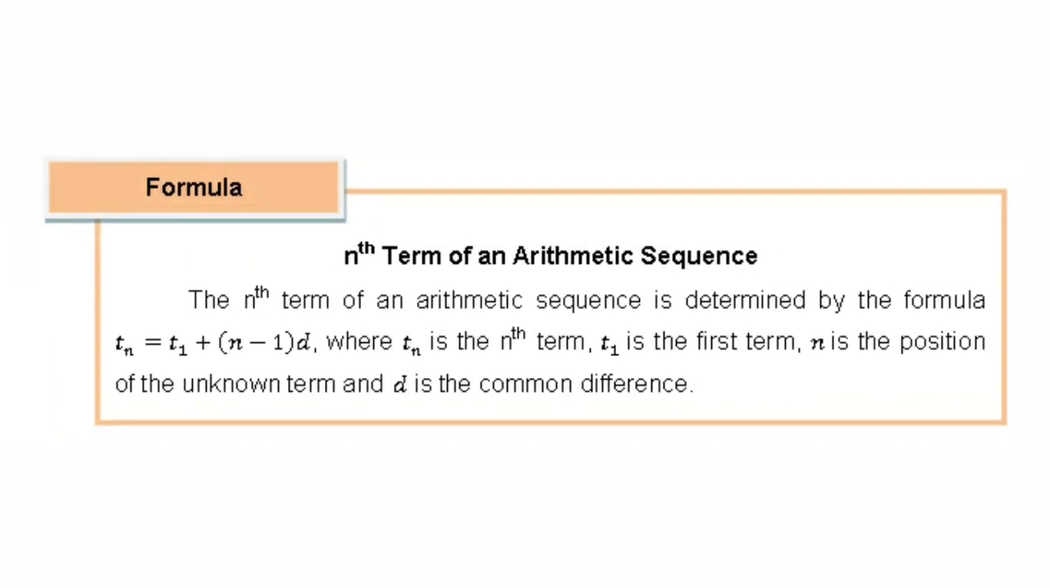The nth term of an arithmetic sequence is determined by the formula t sub n is equal to t sub 1 plus the quantity of n minus 1 times d, where t sub n is the nth term, t sub 1 is the first term, n is the position of the unknown term, and d is the common difference. We are going to find the general term of an arithmetic sequence.